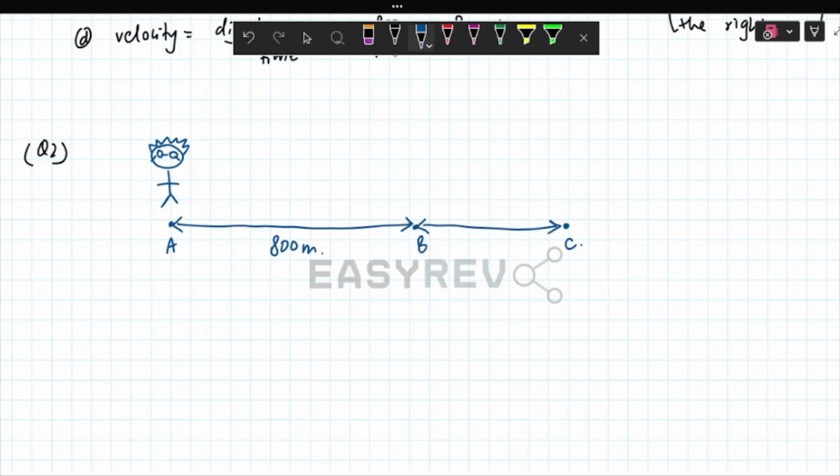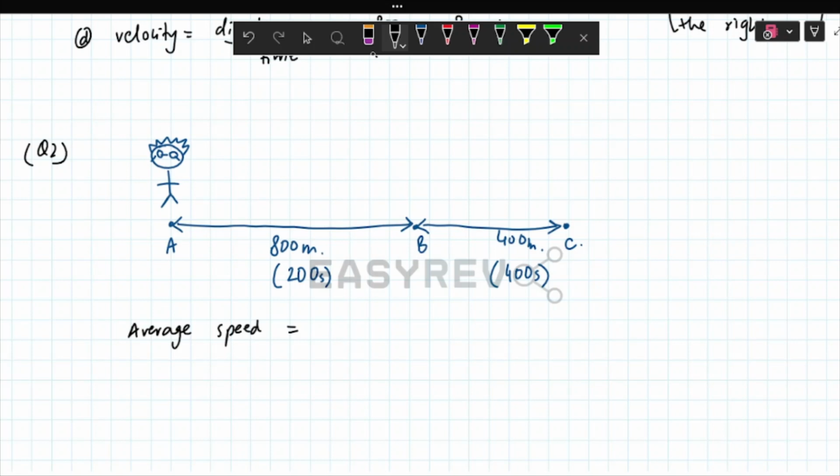whereas the distance covered from B to C would be 400 meters. Suppose that the time that Dr. Sal takes traveling from A to B is about, let's say, 200 seconds, whereas going from B to C, the time taken is, let's say, 400 seconds. Now the question is, what would the average speed of Dr. Sal be?